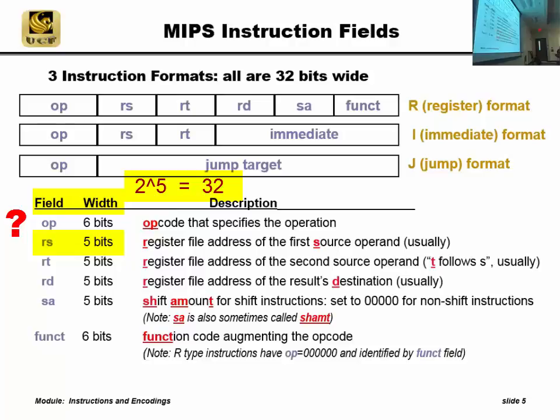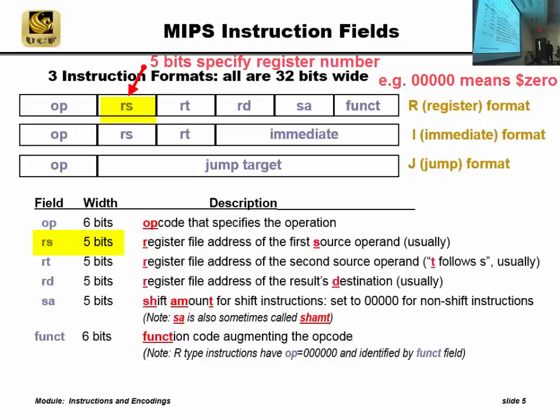5. 2 to the 5 is 32. If you have 4 bits, how many distinct values? 16. So we're going to see that the number sitting here is a binary number, but we don't let that bother us. It's the same as decimal digits, except there's no number greater than 1. That number that's sitting there is telling us the register number.